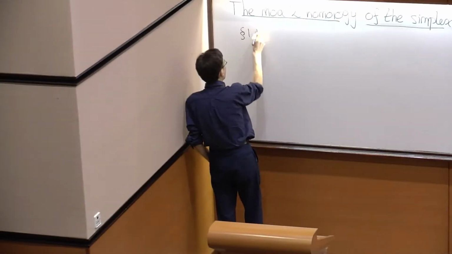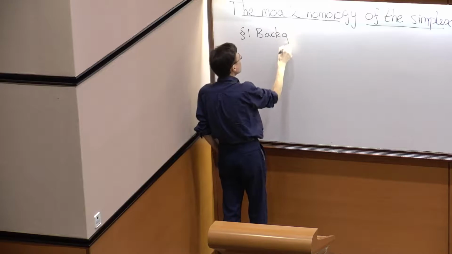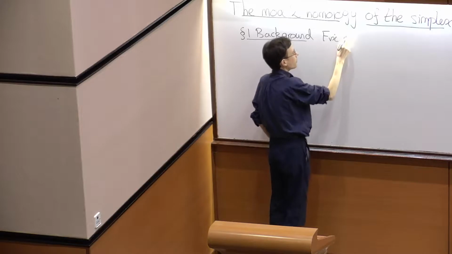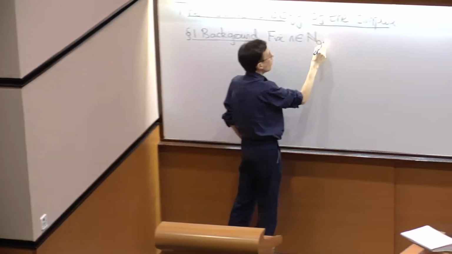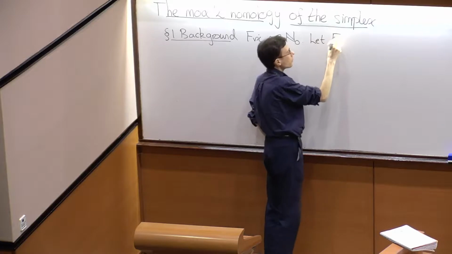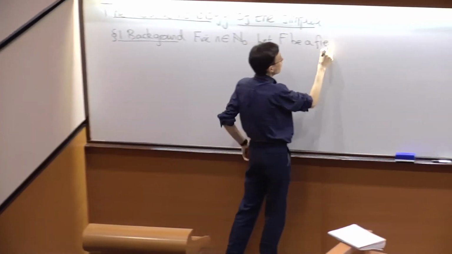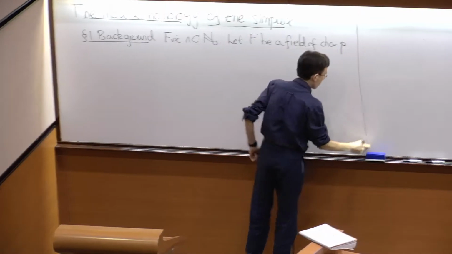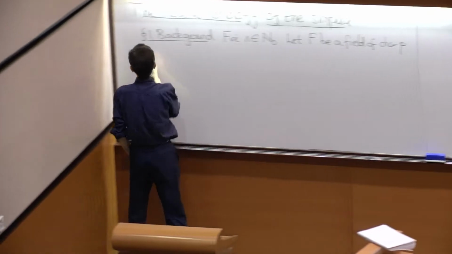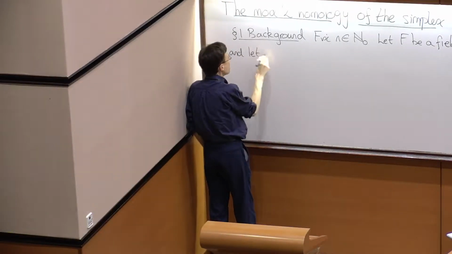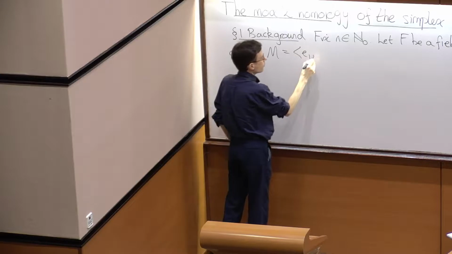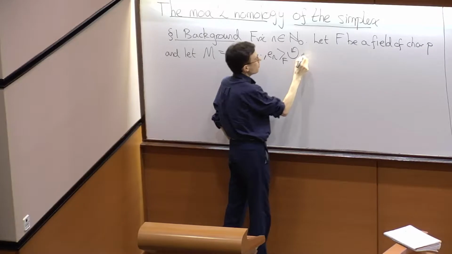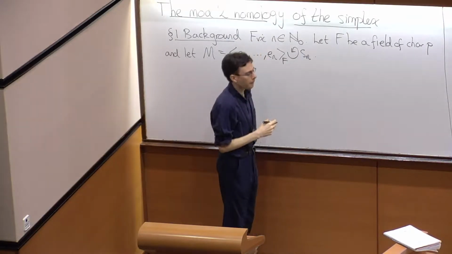So let me start with some background. Fix throughout this talk, please, a natural number n. Let F be a field of characteristic p, let's say, and let M be the natural permutation module with a basis e1 up to en permuted by Sn.